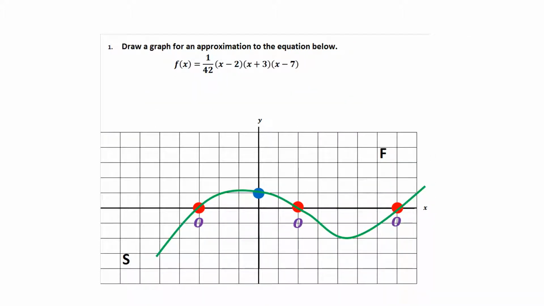Now we see the green curve is the graph. It's an approximation. We started on the lower left. We go through the x-axis at negative 3. We go through the y-intercept at 1. We go through the red dot at 2. We go down, we cross through the x-axis, and then we go across through the x-axis at 7. And we have the O for odd, and that's why we went through the x-axis at 3 points.